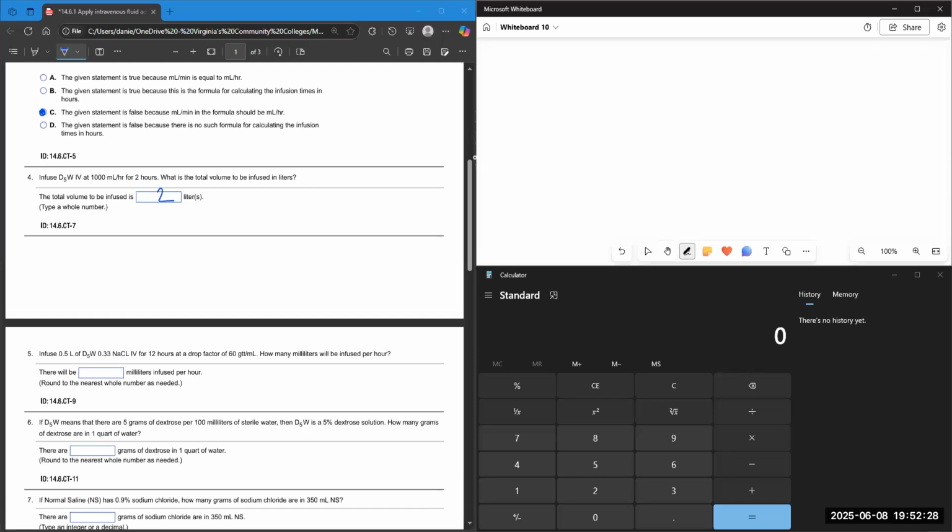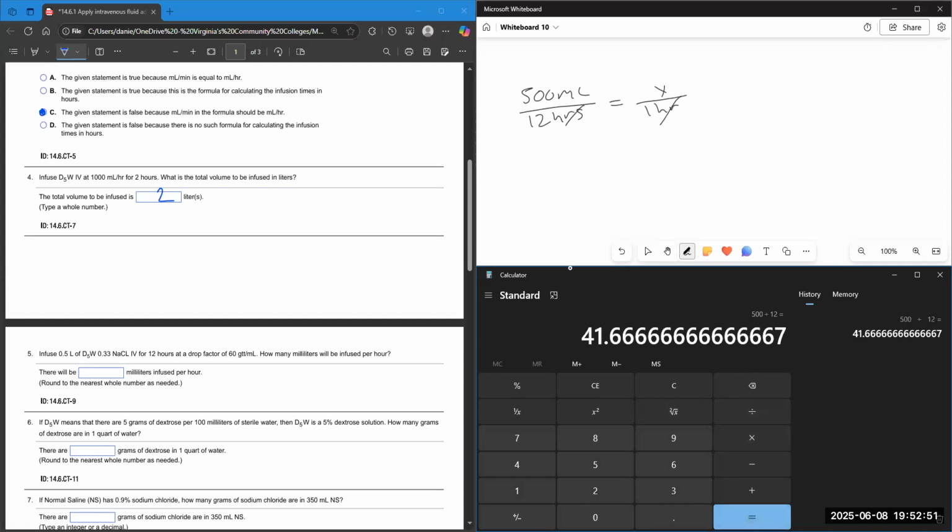Half a liter, which is 500 milliliters, is infused over 12 hours. What's the flow? And we have a drop rate of 60 drops per milliliter. How much is infused in 1 hour? 500 divided by 12 is 41.6 repeating. We're told to round to the nearest whole number, so x is 42.